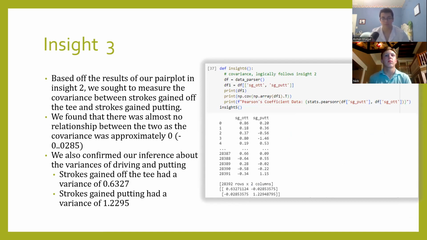So that's sort of like a pitcher is not going to be a great batter in baseball. And so those two factors end up basically canceling each other out. And so we found that our covariance between strokes gained putting and strokes gained driving or off the tee was approximately zero. It was actually negative 0.0285. And then we confirmed our inferences earlier about the variances of driving and putting, and we found that the strokes gained off the tee had a variance of 0.63, and strokes gained putting had a variance of about 1.23.